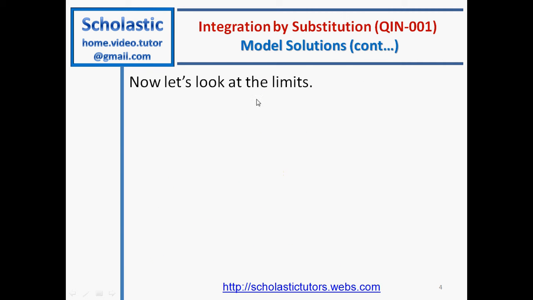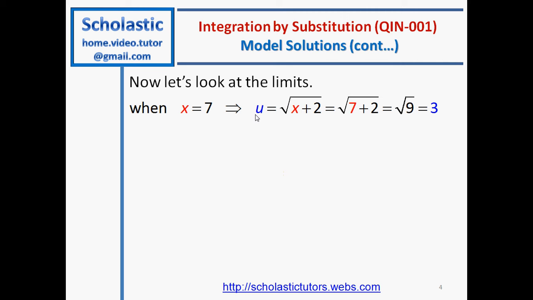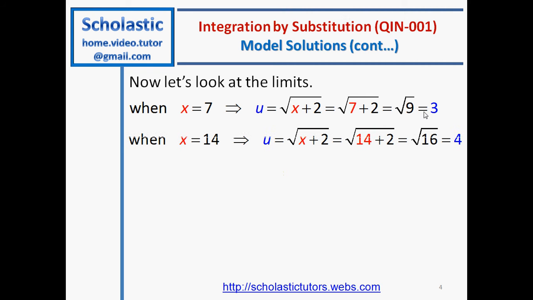Now let's look at the limits. When x equals 7, u was substituted with root of x plus 2, and therefore u equals root of 7 plus 2, root of 9, equals 3. Also when the upper limit of x equals 14, u equals root of 14 plus 2, root 16, which is equal to 4. That's the upper limit for u.